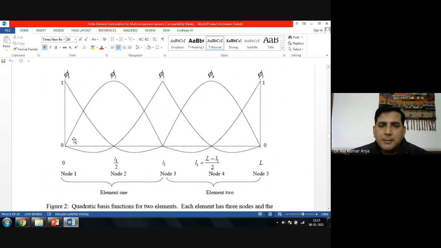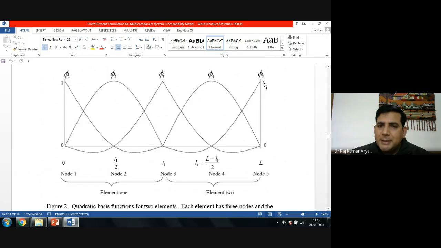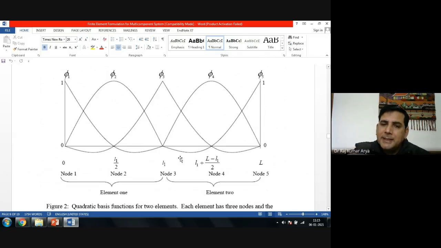So in the element number 1, you have φ1, but you don't have φ5. Same thing here, you have φ5, but you don't have here φ1 in the element number 2. Because only φ3 is getting extended. Rest of these are not getting extended.